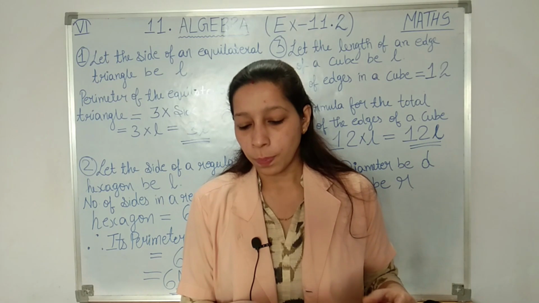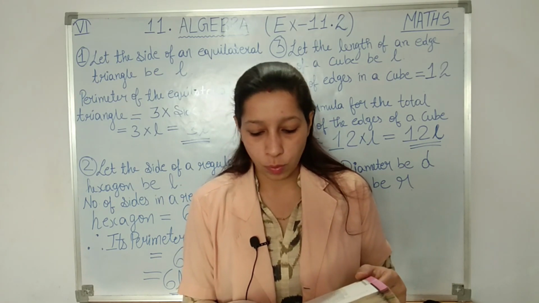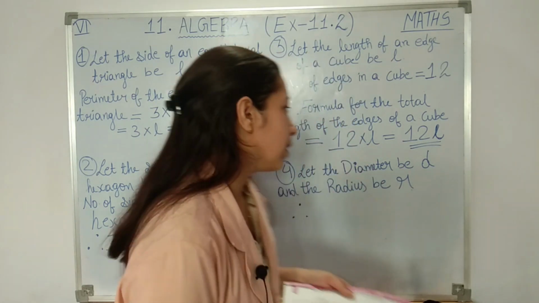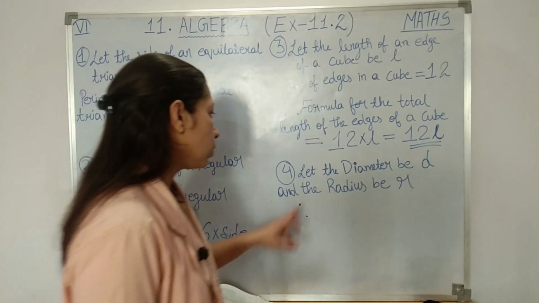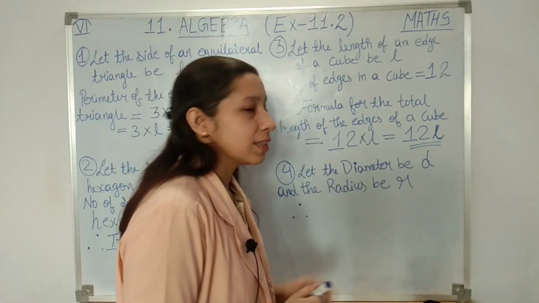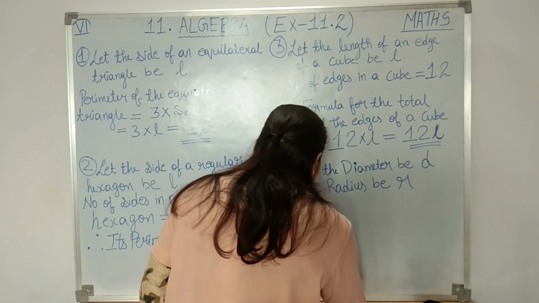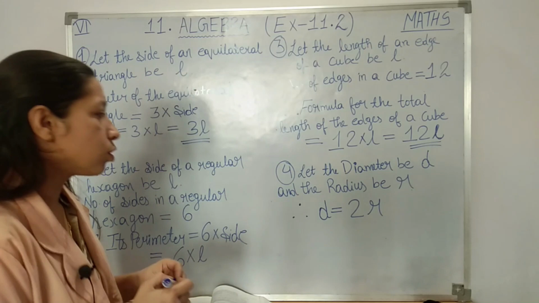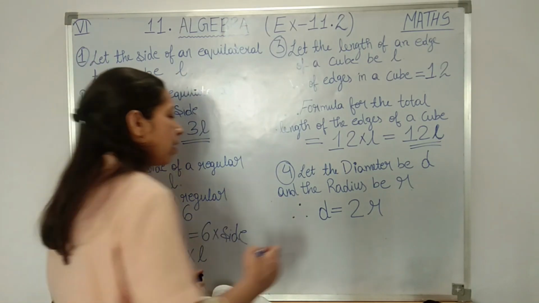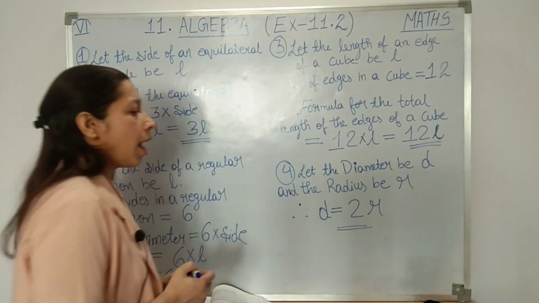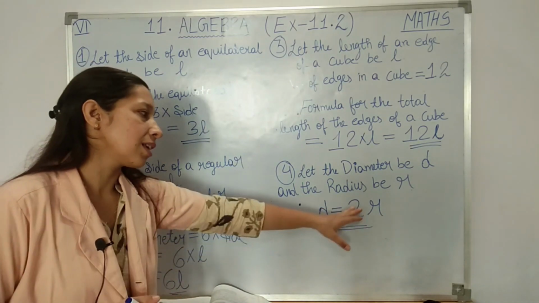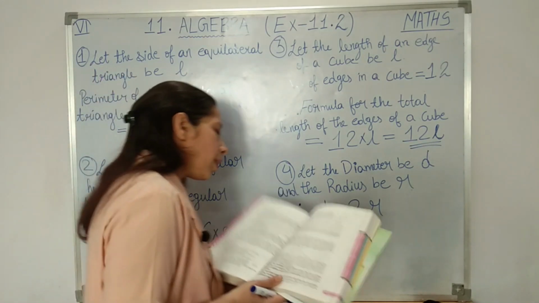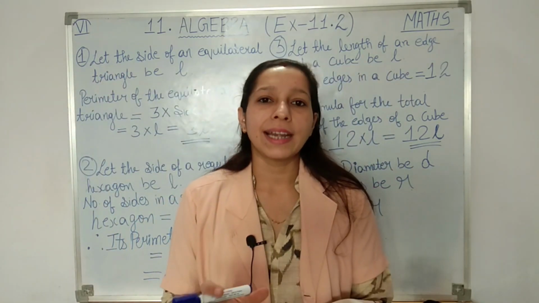Then what do we have to do here? Express the diameter D of the circle in terms of its radius. No problem, students. As given in the question, let the diameter be D and the radius be R, and we have to express the diameter in terms of the radius. We know that diameter is equal to 2 into radius. So this is just our answer: D is equal to 2R. Whenever you want to find the diameter and the radius is given, you can multiply 2 with the radius, and you are going to get the diameter.